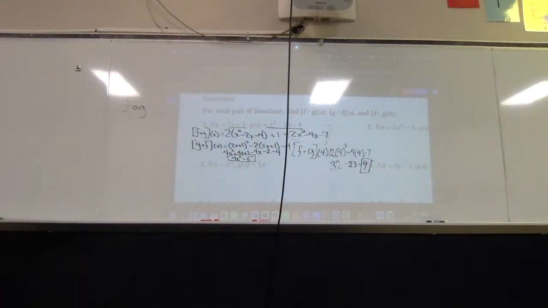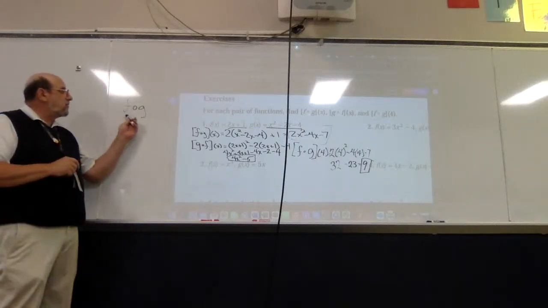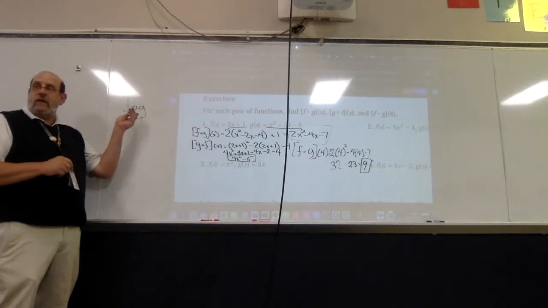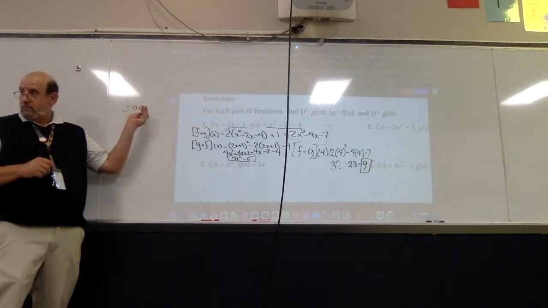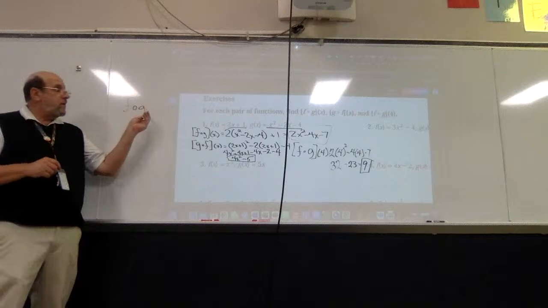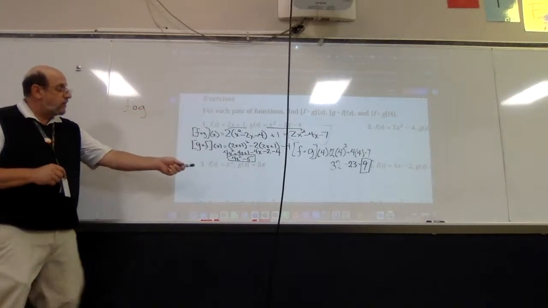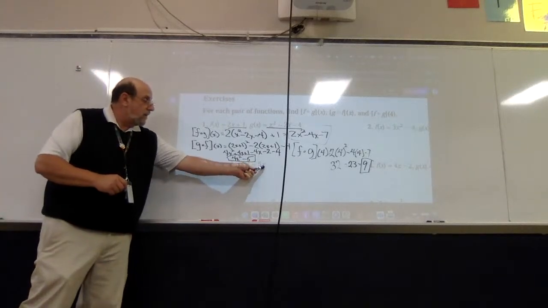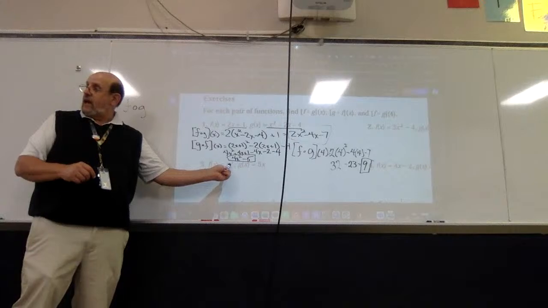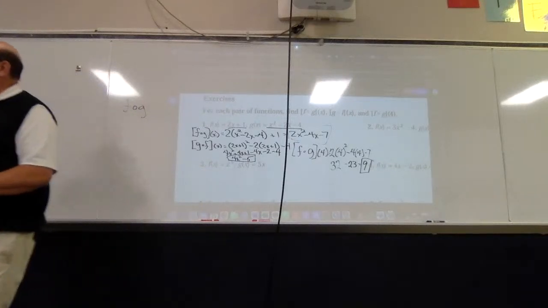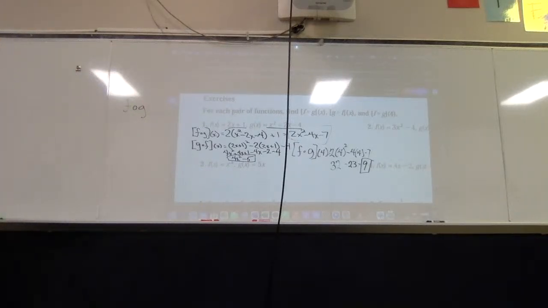What is it? Say it again. It means this is being composed of this, right? It means I'm putting the G function in everywhere I see an X in the F function. That one was pretty good. Were you here for the last minute or more?